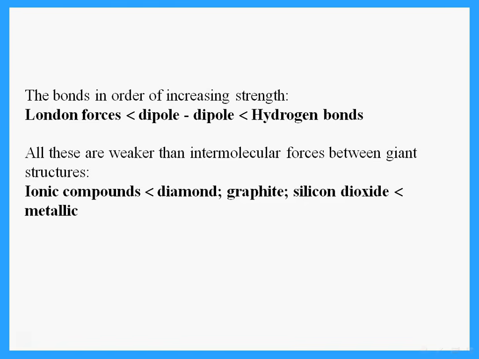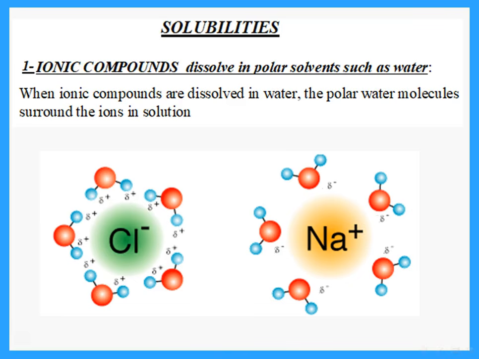The covalent molecules like diamond, graphite, and silicon dioxide will have strong covalent bonds in the giant molecule that need to be broken. And all of this will have a lower melting point than a metal that has strong interactions between its positive atoms and the delocalized electrons. Also, the intermolecular forces will determine the solubilities of the compounds. When we were talking about ionic compounds, we said an ionic compound will dissolve in water or in polar solvents.